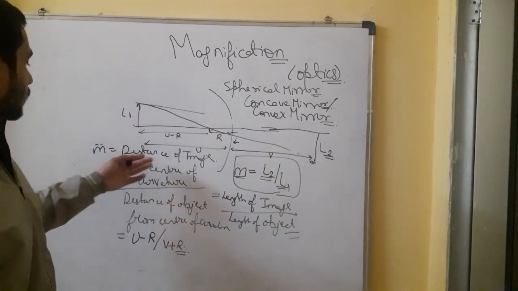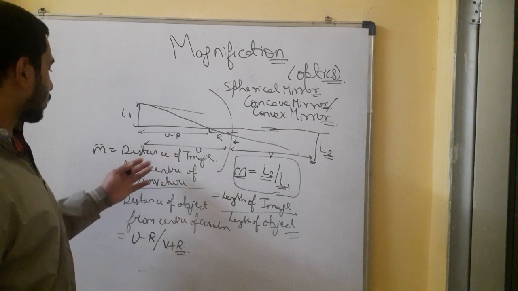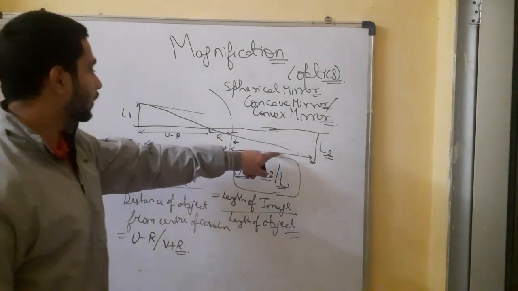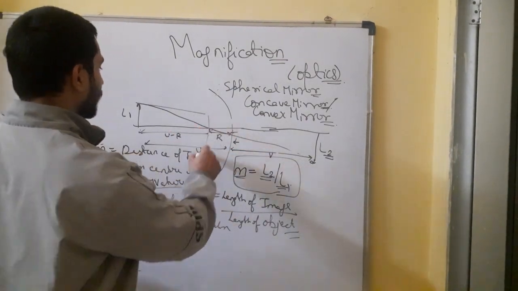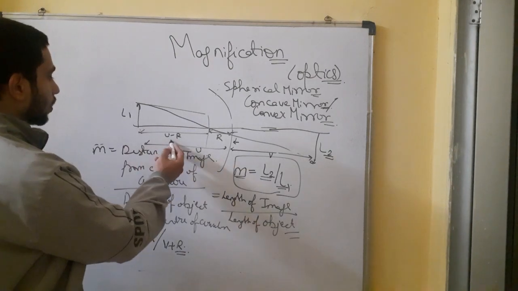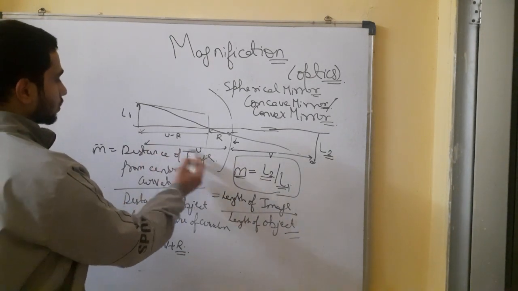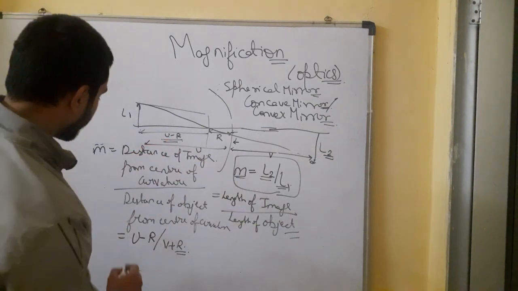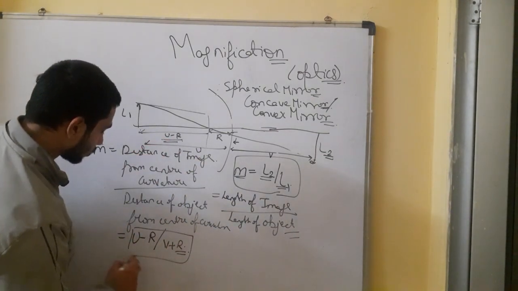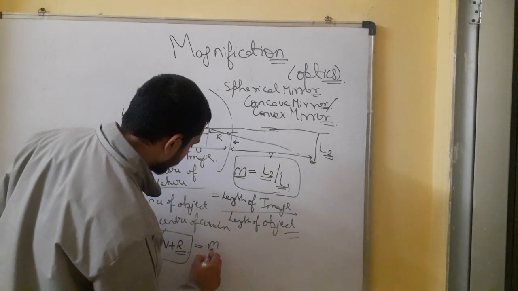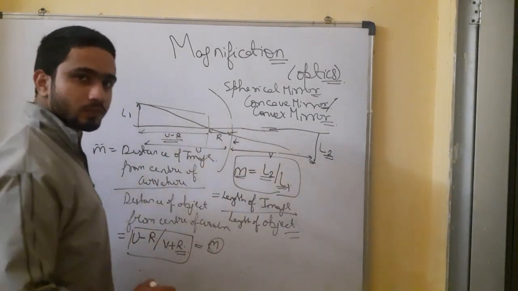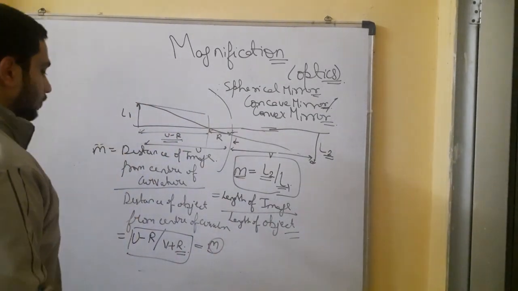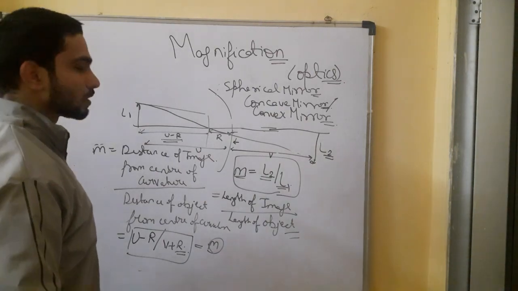So the distance of the image from the center of curvature is v plus r. The center of curvature is here, and the distance of the object, whose whole distance is u, will be u minus r. So u minus r upon v plus r can also be a magnification factor. Like this we will be getting this magnification factor.